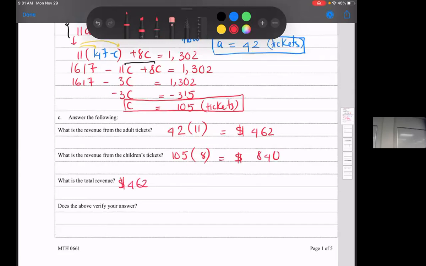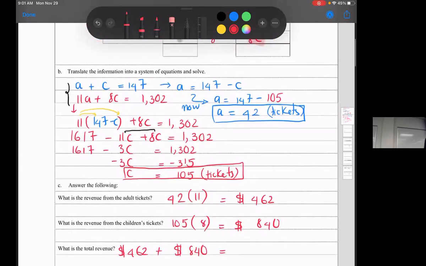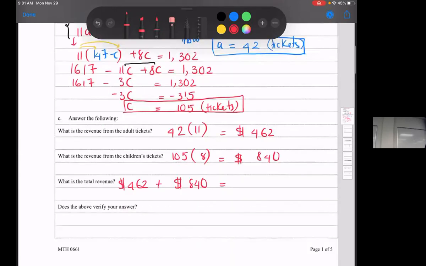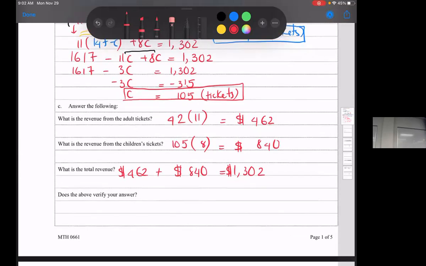How much should it be? Without even calculating, it's supposed to be $1,302, right? Right there. It has to be, otherwise, if it's not equal to that number, then go back and check your math. That's how much they made. That's what they told us in the beginning. So verify the answer.